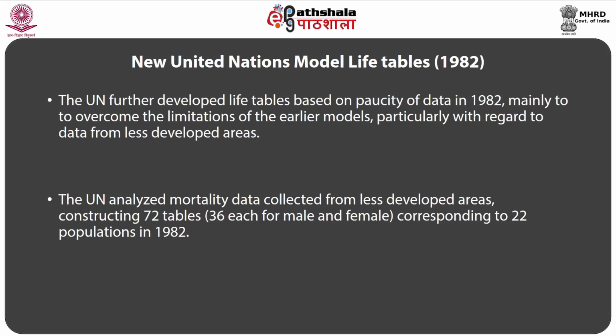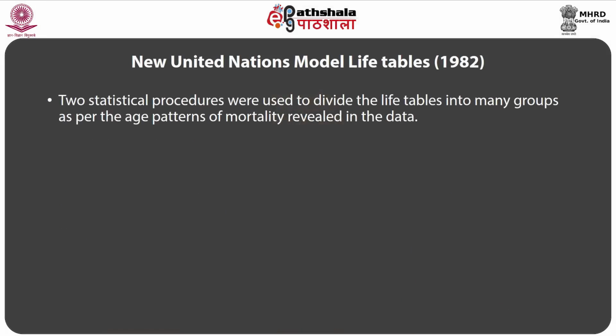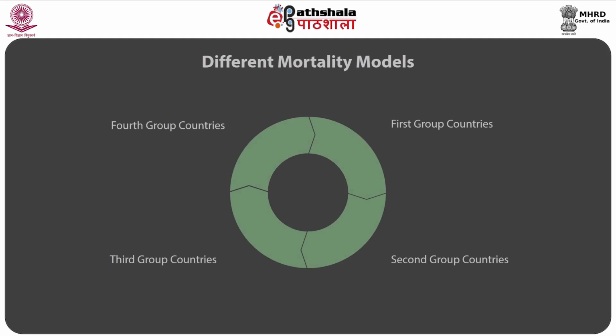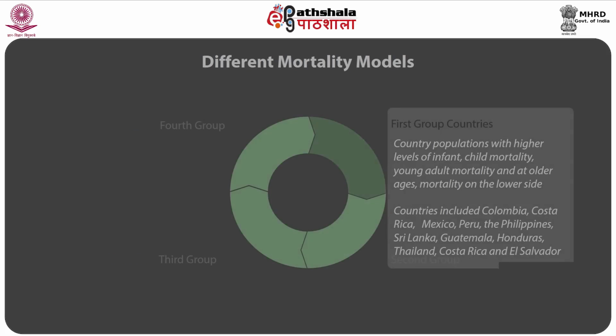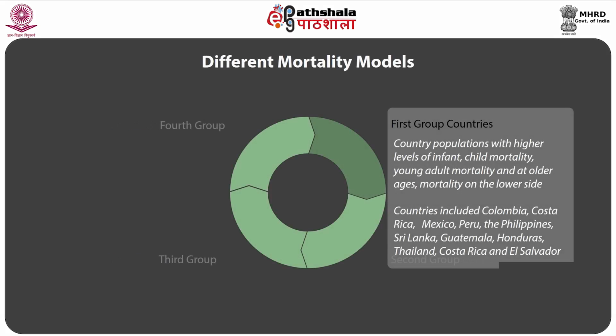The effort was in part to overcome the limitations of the earlier models, particularly with regard to data from less developed areas. Two statistical procedures were used to divide the life tables into groups as per the age pattern of mortality revealed in the data. Accordingly, the first group includes populations with high levels of infant and child mortality, young adult mortality, and mortality at older ages on the lower side.